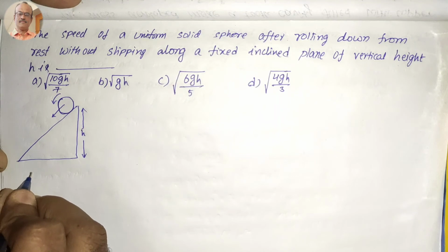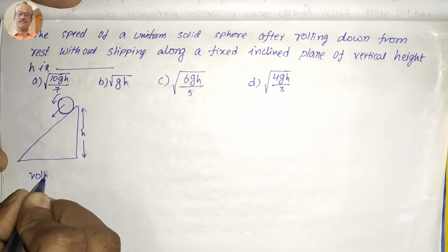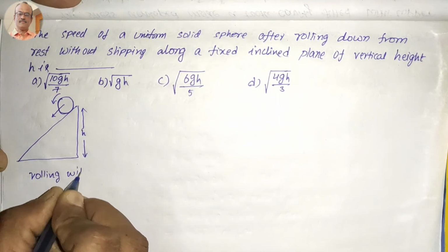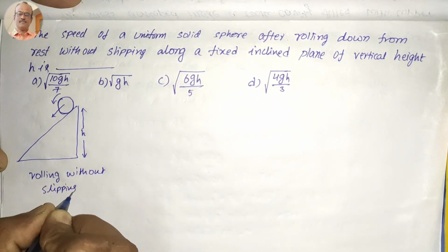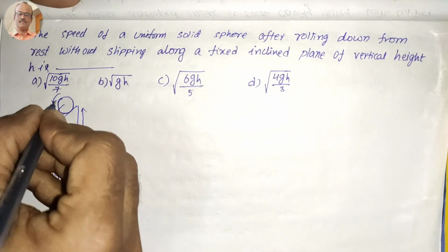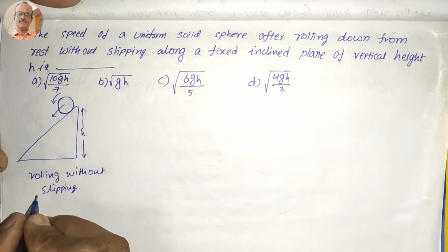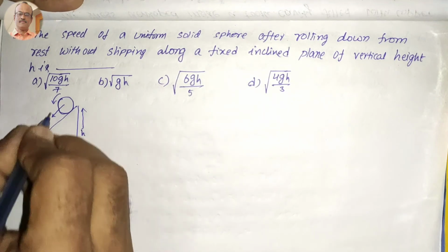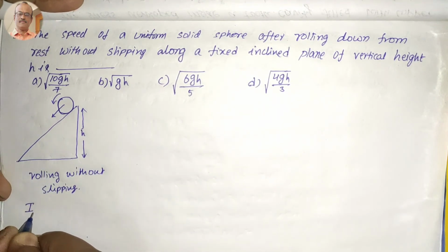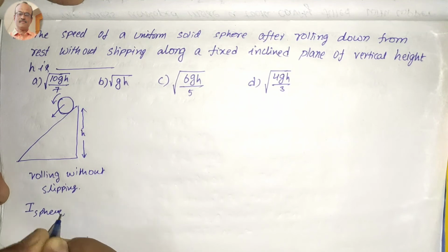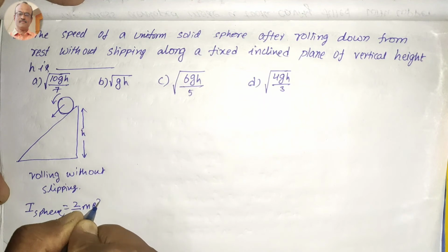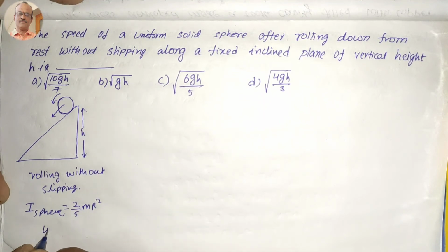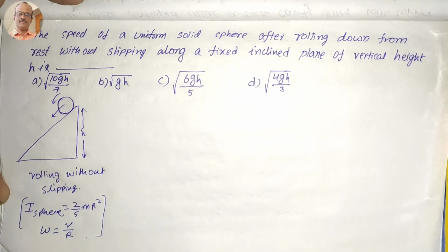So that means here this is rolling without slipping. Rolling without slipping is nothing but rotatory motion and translatory motion, both it contains, and also it is a sphere. So that's why moment of inertia of sphere is equal to 2 by 5 mr square, and also angular velocity omega is equal to v by r. These two are very important.